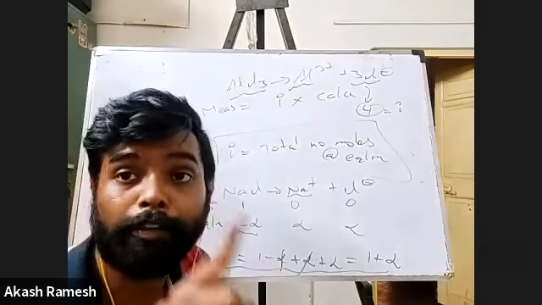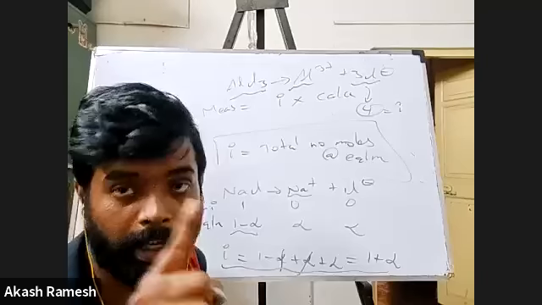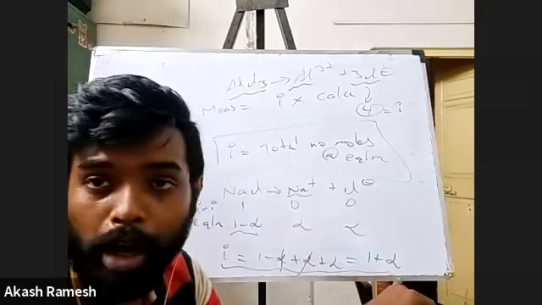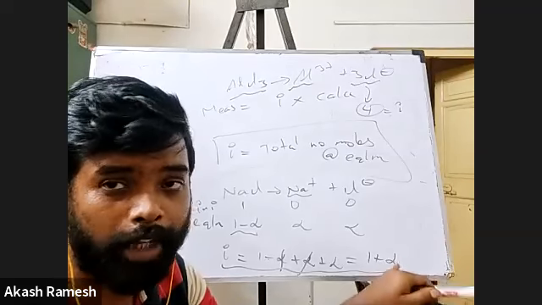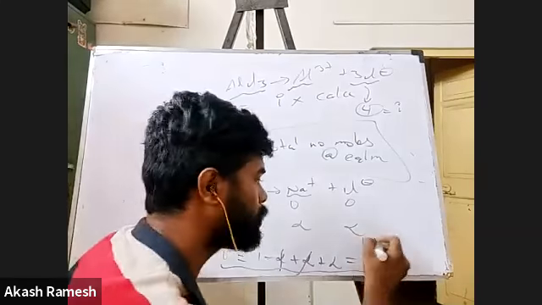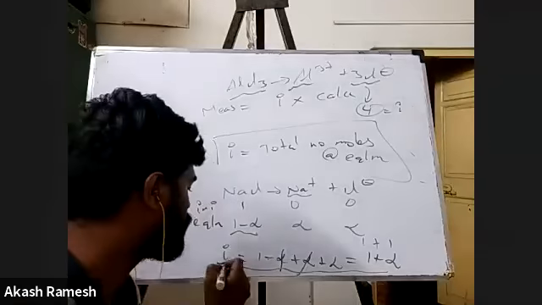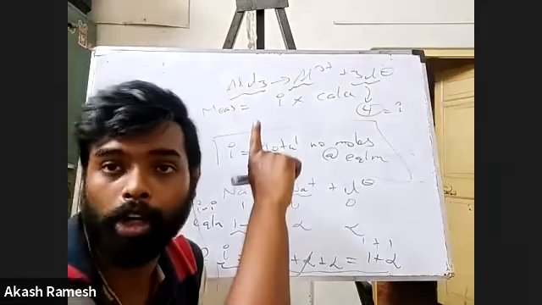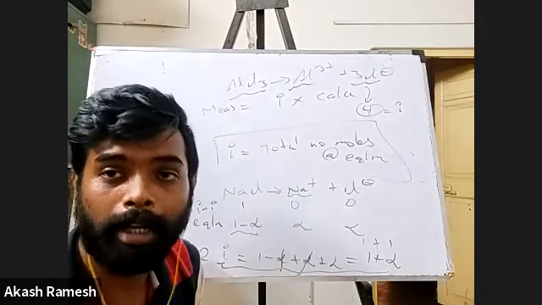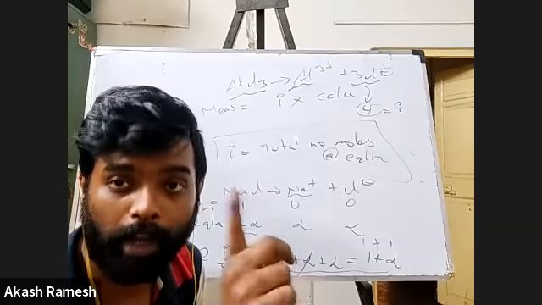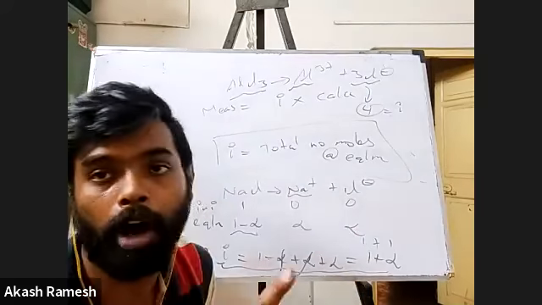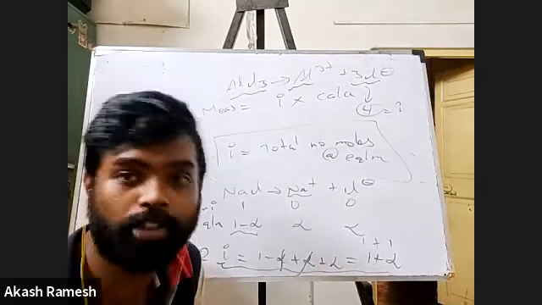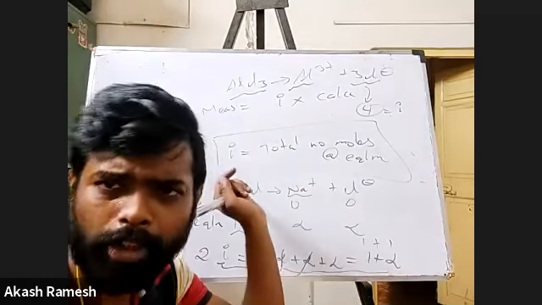Now please see, if I have 100% dissociation, what is the value of alpha? 1. 1 means 100%. So if I put the value of 1, the i value will become 2, and that's exactly what we saw previously, NaCl becoming Na plus plus Cl minus. I told you, if it is 100% dissociated, the i value will be equal to the number of components formed after the dissociation. After dissociation, it is 2, so the i value becomes 2.